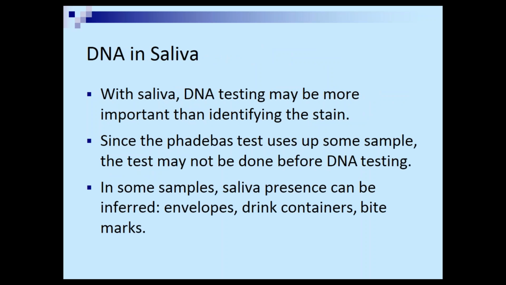As I mentioned before, if we've done the Phadebas test and now we know where the saliva stain is, then we can target that smaller area for DNA testing. But unlike with blood and semen, where the first thing you do is the presumptive test to determine whether it's blood or semen, for saliva, if you get a swab from a cup, you're not going to do a test for saliva because, like I said, it doesn't really matter. The fact that it's saliva is implied.